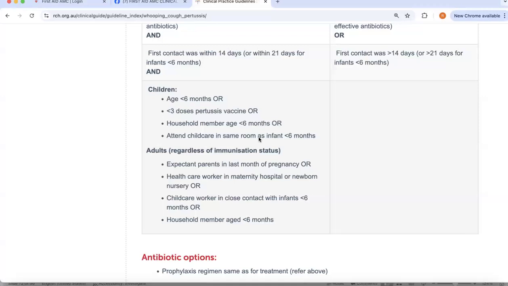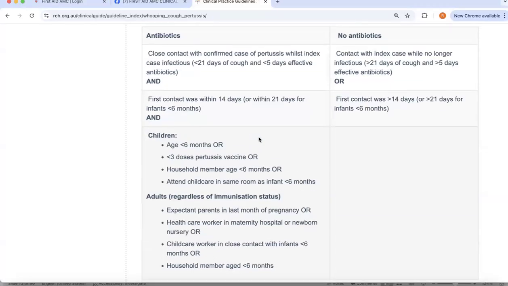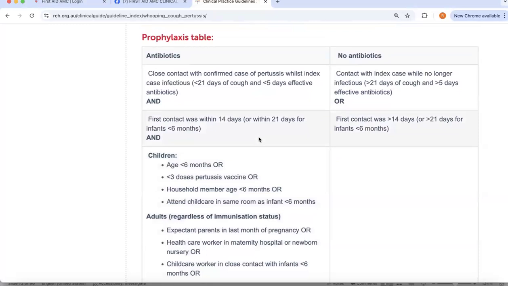Now, making it easy for you, you would only give antibiotic in a contact if the contact is less than 6 months old, either at home or in childcare, or if there is a household member less than 6 months old, then everyone in that household will get the antibiotic.